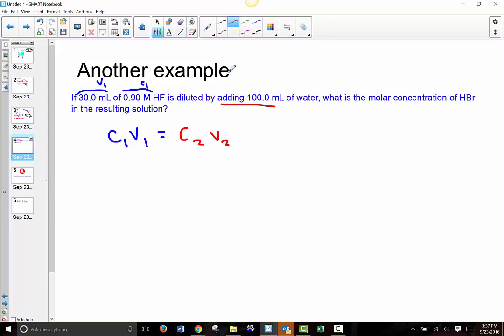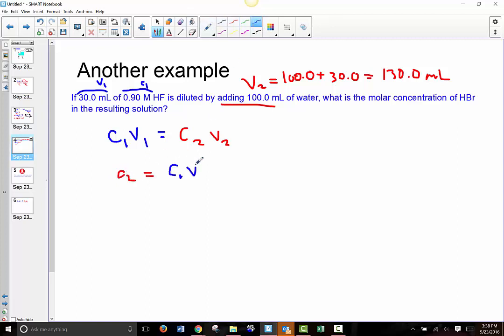So here, V2 is going to be 100 plus the 30 mils that there initially was in our container. Okay, so in total then we have 130.0. Remember your sig fig rules. Okay, decimal places here. 130 mils. Okay, so now I've got everything I need. I can go ahead and plug this in. I'm going to rearrange this formula. I want to solve for C2. So C2 is equal to C1V1 over V2.